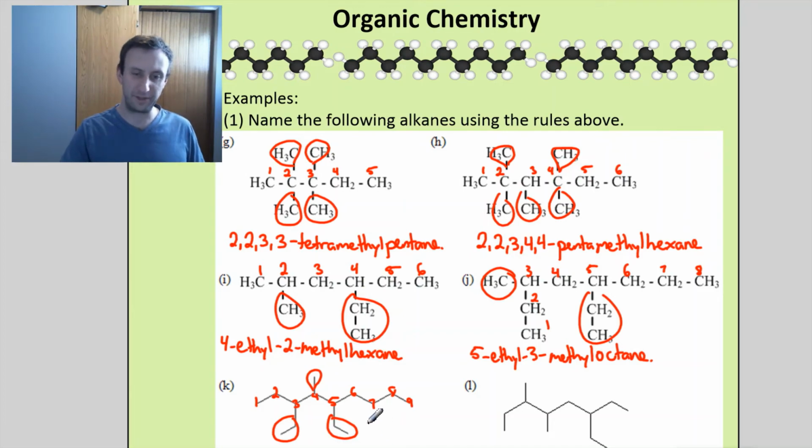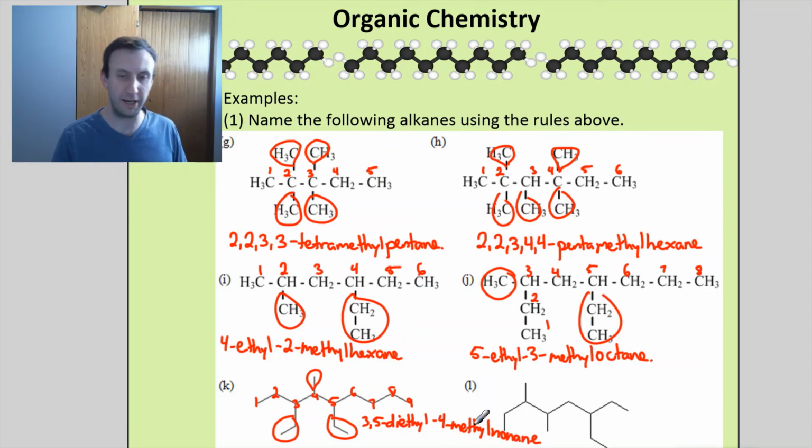So what I have is 3,5 diethyl. I have to put the ethyls first because alphabetically E is before M. 4 methyl. And then nonane. So 3,5 diethyl, 4 methyl nonane. Notice how I put a hyphen between the L and the 4, because every single time I have letters going to numbers or numbers to letters, I need to separate that with a hyphen. All right, try L out and see if you can figure out the answer to that one.